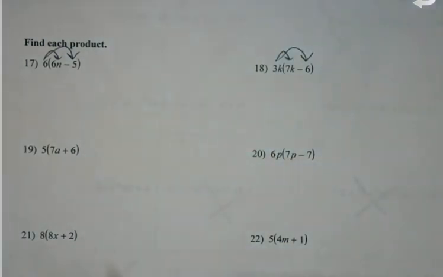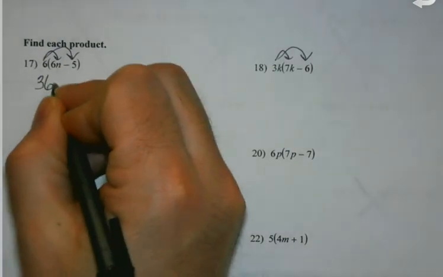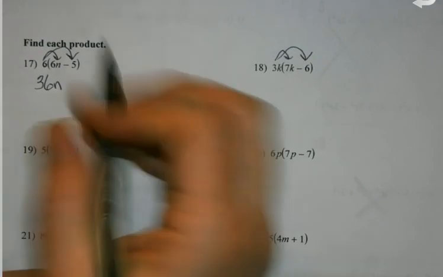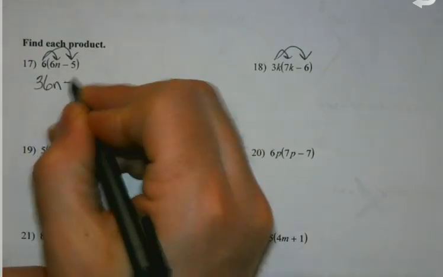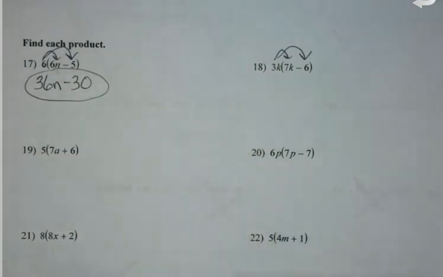So 17, 6 times 6 is 36. Then I just put the n with it because there's no other n to multiply it by. And 6 times negative 5 is negative 30. Those aren't like terms, so I can't combine anything else. That's as far as I can go.